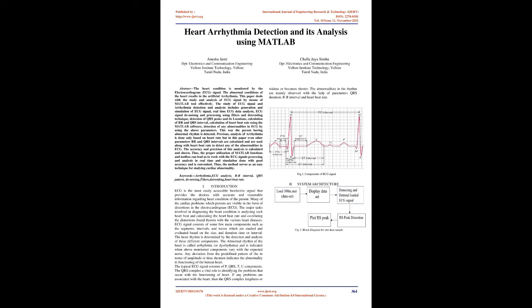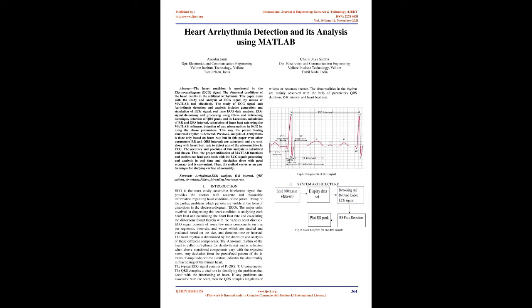The study of ECG signal and arrhythmia detection and analysis includes generation and simulation of ECG signal, real-time ECG data analysis, ECG signal denoising and processing using filters and detrending technique, detection of QRS peaks and its locations, calculation of RR and QRS interval, calculation of heartbeat rate using the MATLAB software, detection of any abnormalities in ECG by using the above parameters. This way the person having abnormal rhythm is detected.